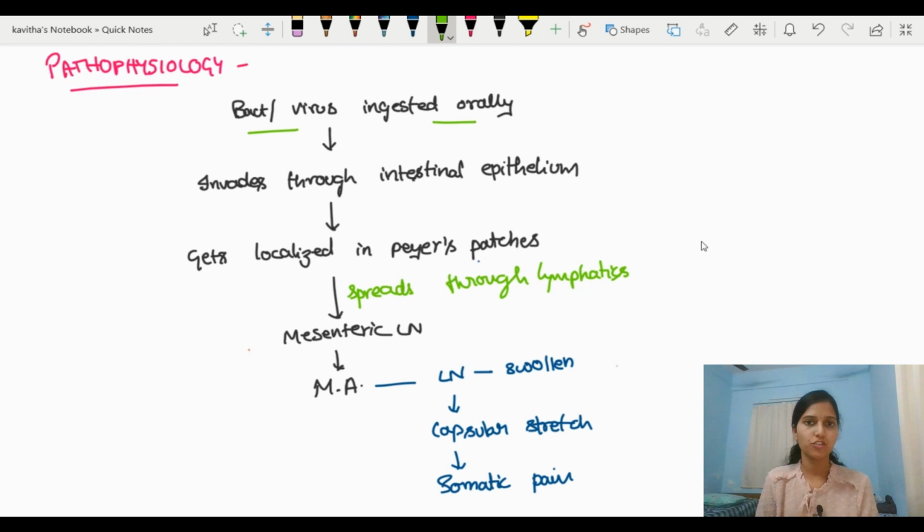Coming to pathophysiology, what happens here is the bacteria or virus are ingested orally. So they reach the gastrointestinal tract. From the gastrointestinal tract, they invade the intestinal epithelium to reach the blood and also the Peyer's patches. From Peyer's patches, they spread through the lymphatics to reach the mesenteric lymph nodes, finally causing mesenteric adenitis.